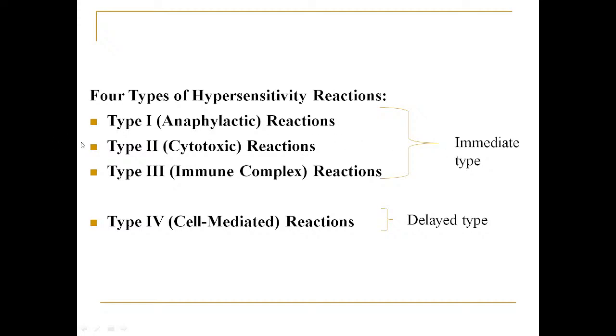Immediate type of hypersensitivity includes three types. Type 1 is called anaphylactic allergy or anaphylactic reactions. Type 2 is called cytotoxic reactions. Type 3 is called immune complex reaction. Please, you must know the names of these types. It is necessary, it's important. And type 4 belongs to delayed type of hypersensitivity. It is called cell-mediated.